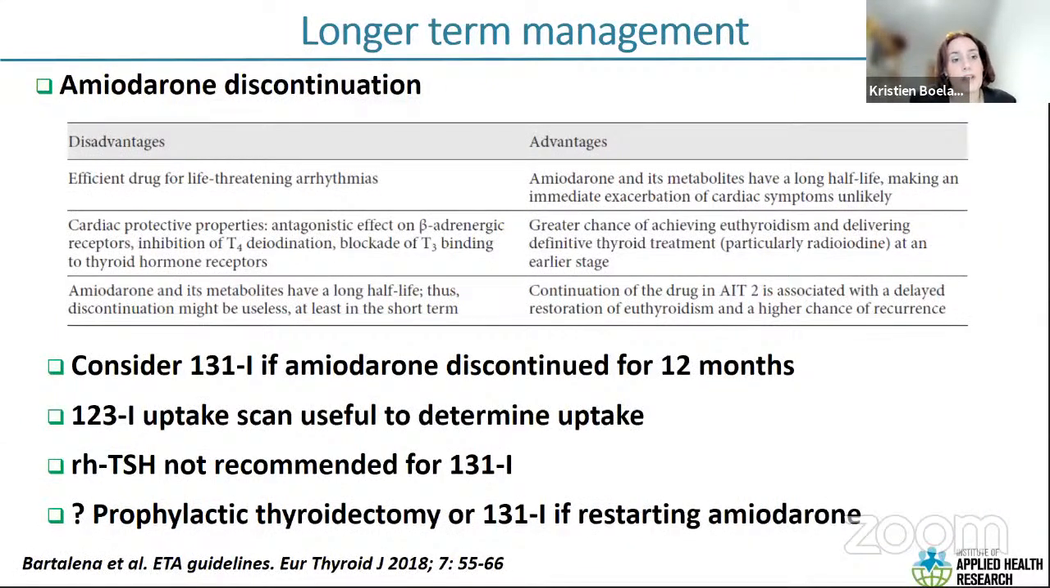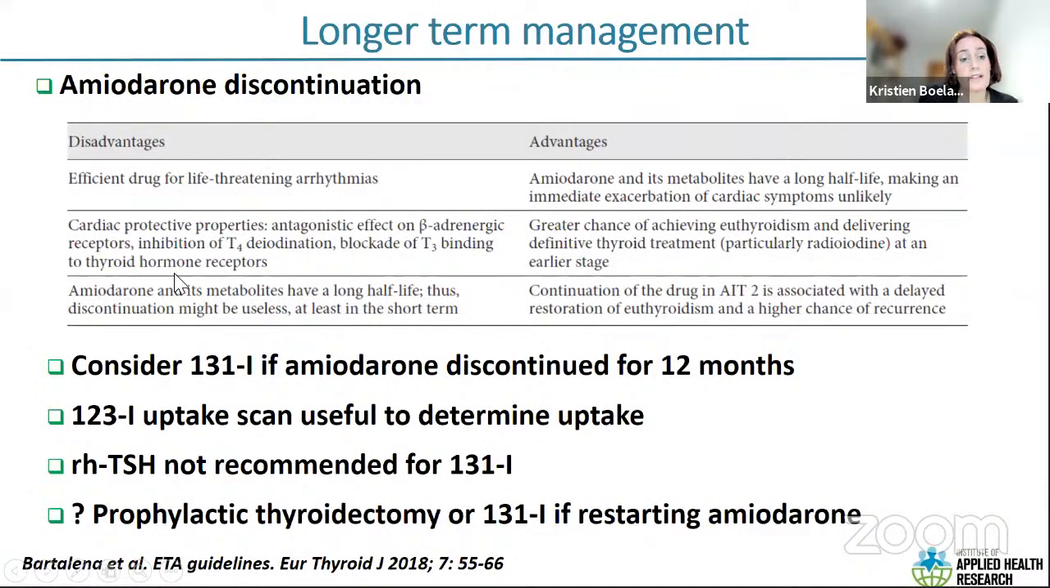So should we discontinue amiodarone in patients who develop AIT? Well, there are a number of advantages and disadvantages to this. Of course, patients who are on amiodarone are on it for a reason. Often they have life-threatening arrhythmias, and there isn't another suitable antiarrhythmic drug. It also has cardioprotective properties.